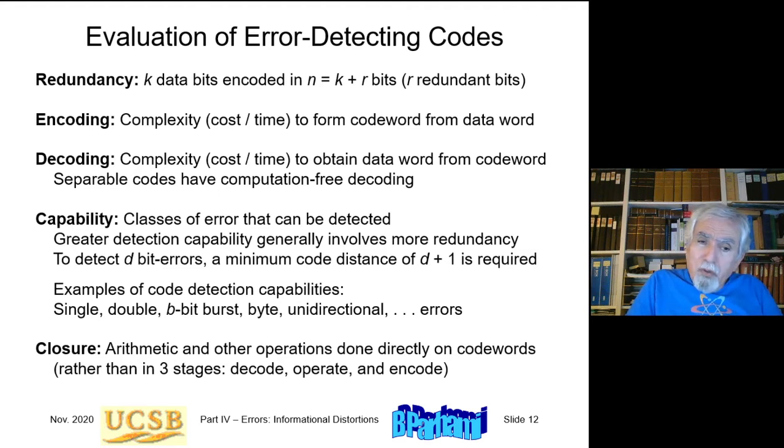Okay, and closure, of course, is a good property to have. Closure means that arithmetic and other operations can be done directly on code words. In other words, the code is closed under the types of operations that we want to perform. This is not a common property of codes, okay? We'll discuss a special category of codes called arithmetic error detecting codes. But those are not very commonly used. So usually this particular property is not at issue.